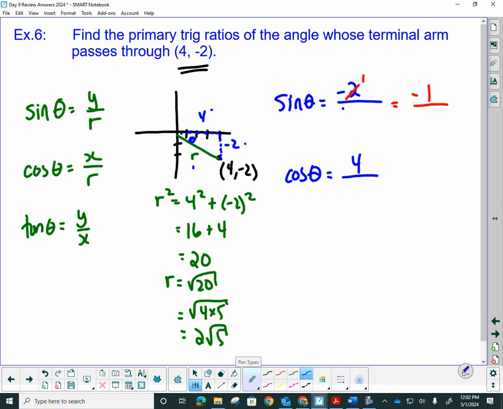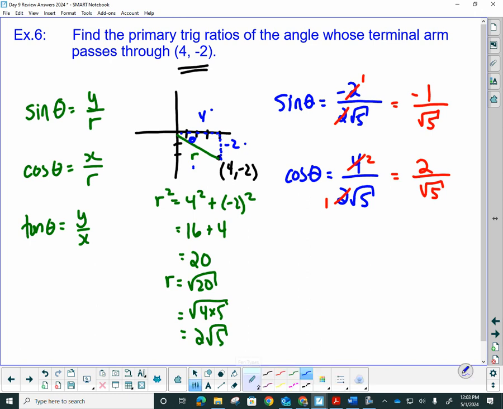All right, so this is 2 root 5. I reduced the root 20. So that's going to reduce there, and this is just going to be negative 1 over root 5. This one is 4 over 2 root 5. And these can reduce, divide the top and the bottom by 2. And we get 2 over root 5.